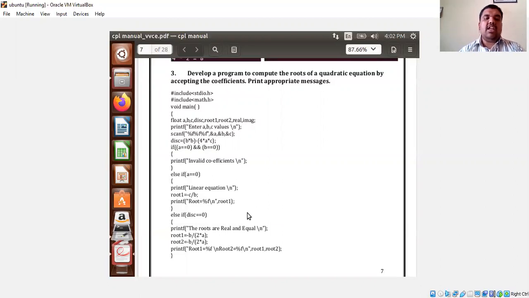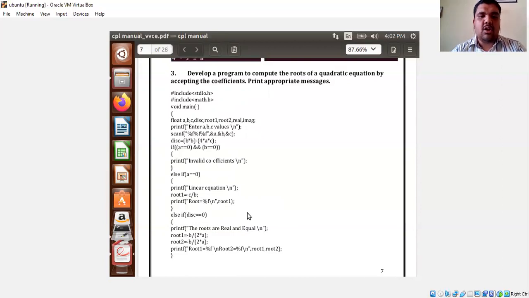If you consider the roots of a quadratic equation, they can be calculated using the formula minus b plus or minus square root of b square minus 4ac, divided by 2a. The term b square minus 4ac is nothing but your discriminant. Based on the nature of the discriminant, the roots of the quadratic equation are categorized into three types: first, roots are real and equal; second, roots are real and distinct; and finally, roots are real and imaginary.